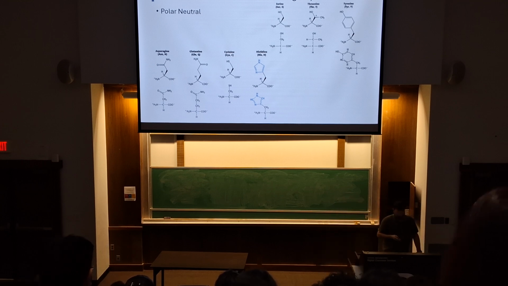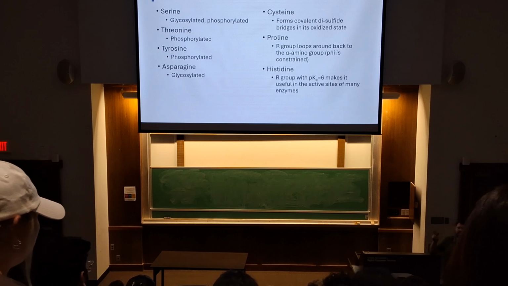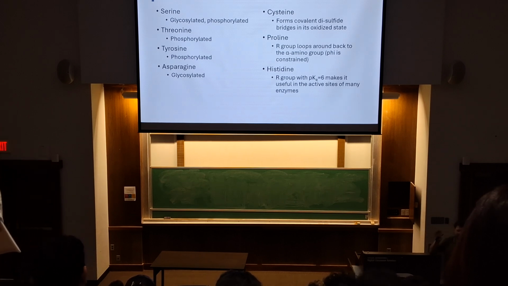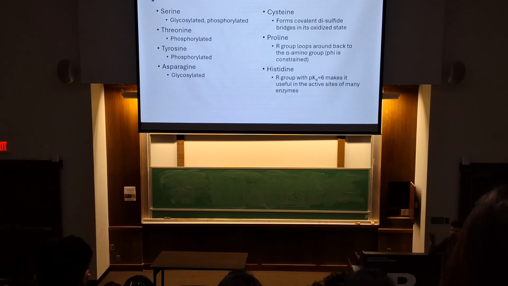Serine can also hold on to sugar modifications by a glycosidic bond. We'll see that in chapter 11. Phosphorylation and glycosylation are two major ways that protein activity or enzyme activity is regulated. Phosphorylation very often acts as a switch, right? If a protein is phosphorylated at a certain serine residue, then it's on or off, right?